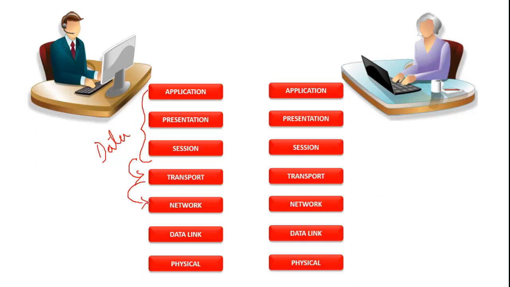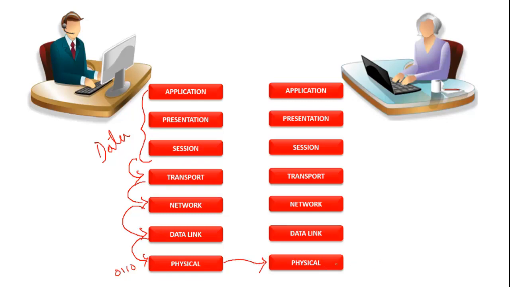Done. Once it converts the data into packets, the network layer is going to forward it to the data link layer. The data link layer is going to add the MAC address of the source and destination and convert the packet into a frame and forward it to the physical layer. The physical layer is going to convert the frame into binary bits, that is 0, 1, 1, 0, this language, and then forward it to the physical layer on the receiver side.